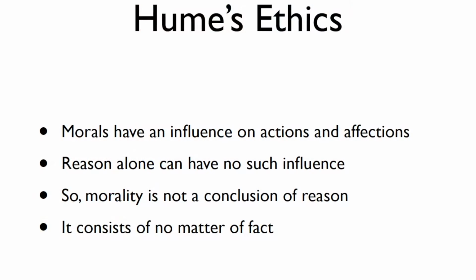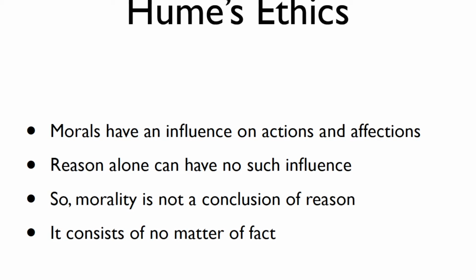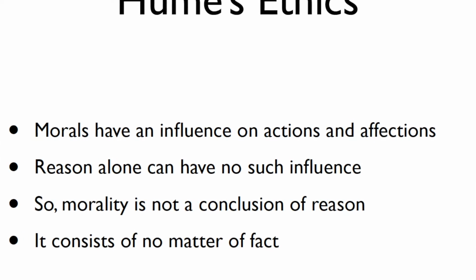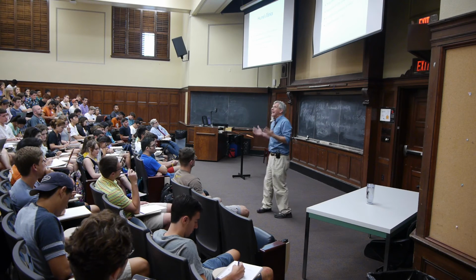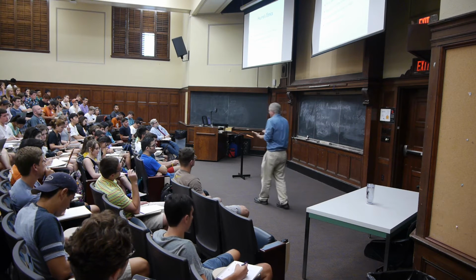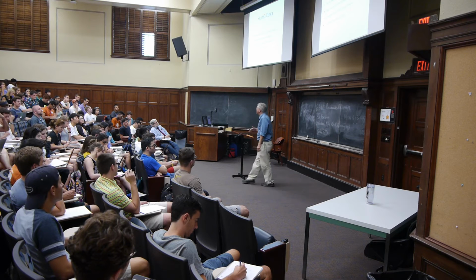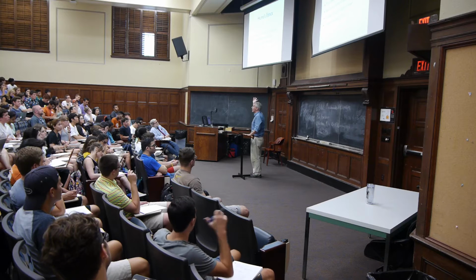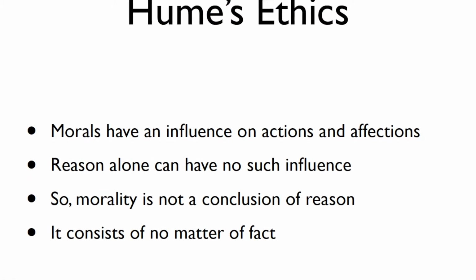But now Hume says, reason alone can have no such influence. If I am just within the realm of reason itself, what am I doing? Essentially, he says, I am calculating, I am describing. I'm talking about what is, but I can't draw any conclusions about what I have to do, what I ought to do, what I may do, what's good and what's bad. And so reason, he says, has no influence by itself on actions and affections. So, he says, morality cannot be a conclusion of reason.